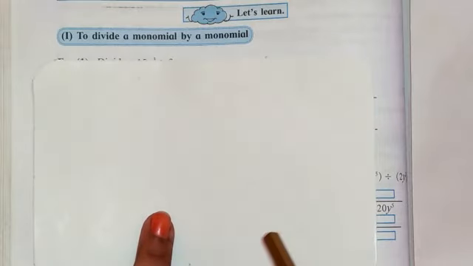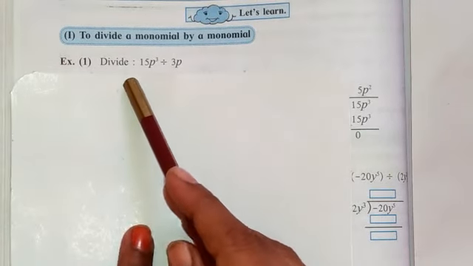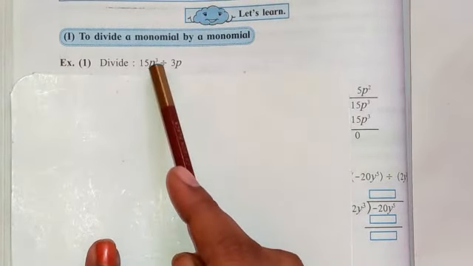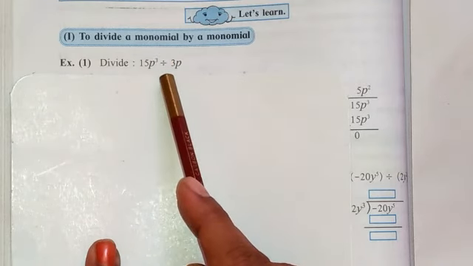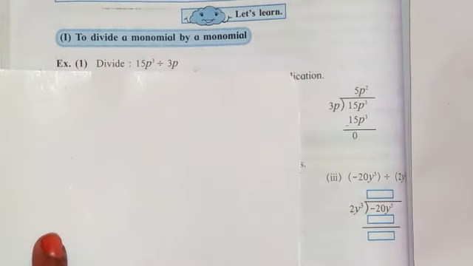Now students, let's learn the most important and the first concept, which is related to the problem set number 10.1. Here we have to divide a monomial by a monomial only. It means the single term with the single term only. The first example is given, that is 15p raised to 3, which will be divided by the 3p only. Let's see the sum.